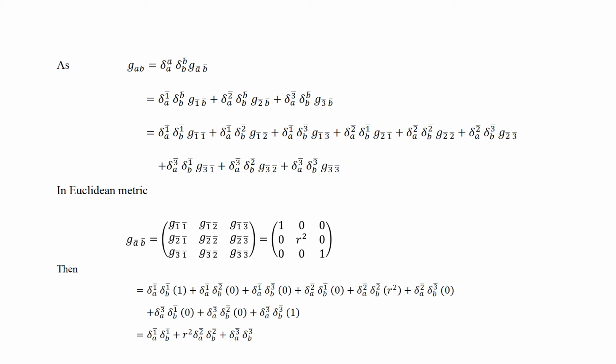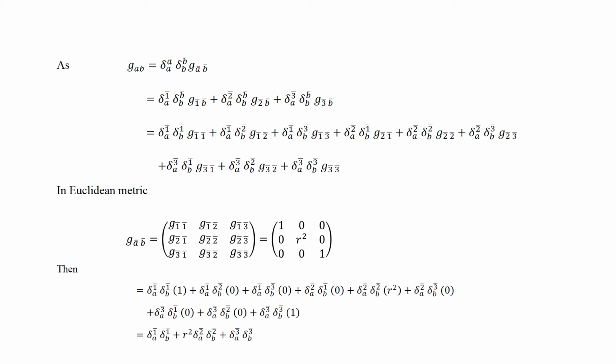Okay, now in the cylindrical metric, G A bar B bar is given as G 1 bar 1 bar, G 1 bar 2 bar, G 1 bar 3 bar, G 2 bar 1 bar, G 2 bar 2 bar, G 2 bar 3 bar, G 3 bar 1 bar, G 3 bar 2 bar, G 3 bar 3 bar, which is equal to the matrix with first row 1 0 0, second row 0 R square 0, and third row 0 0 1. Now substituting the values of G 1 bar 1 bar, 1 bar 2 bar, 1 bar 3 bar and so on in the second step of this slide, which has 9 terms. From the above matrix, we have G 1 bar 1 bar equal to 1. So we substitute the value of G 1 bar 1 bar, which is 1, plus delta 1 bar A, delta 2 bar B.